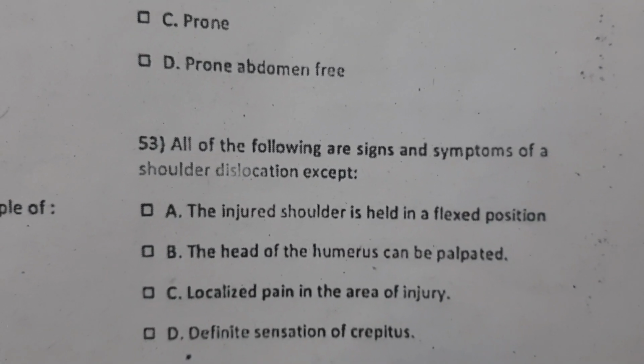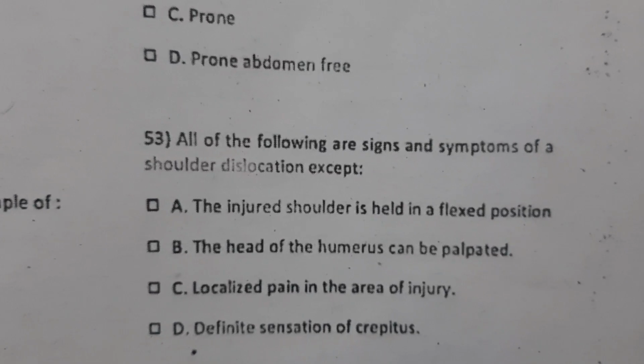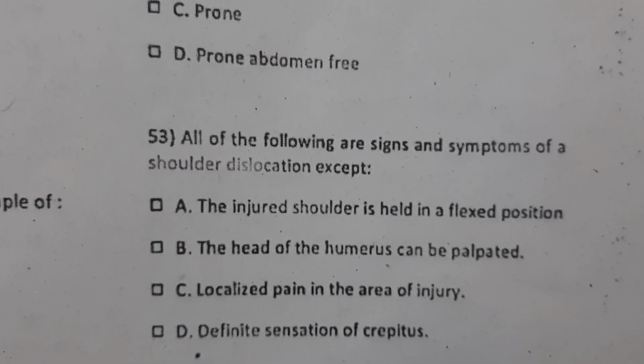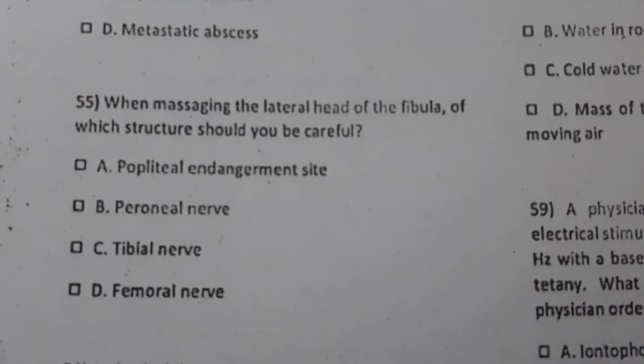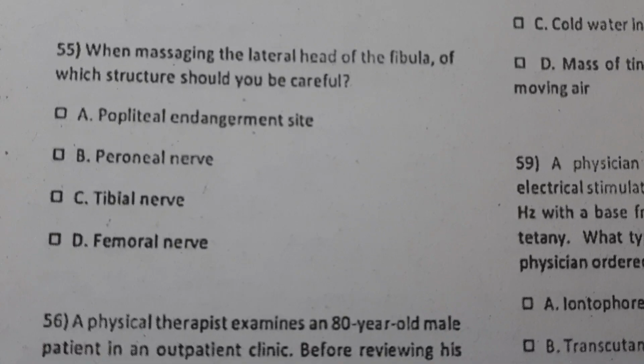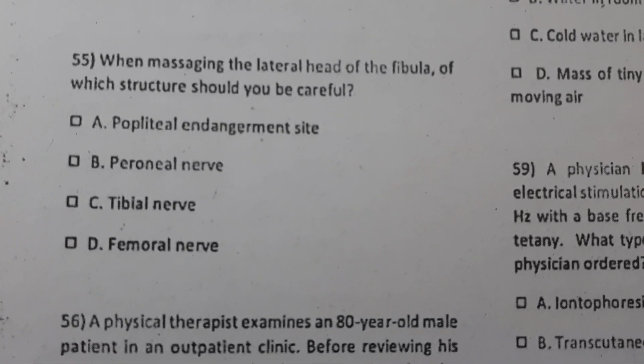All of the following are signs and symptoms of a shoulder dislocation except, option D is correct, definite sensation of crepitus. When massaging the lateral head of the fibula, of which structure should you be careful? Option B is correct, peroneal nerve.